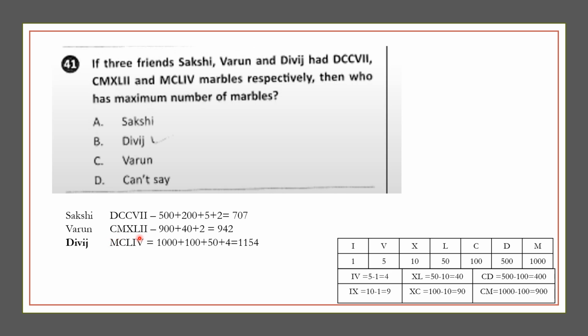Varun is having CMXLII. So CM is 1000 minus 100, which is 900. XL is 50 minus 10, which is 40, and I is 1, so 2 times I is 2. So total is 942. Now Devji is MCLIV. So M is 1000, C is 100, L is 50, and IV is 4. So 1154. So Devji is having maximum number of marbles. So our answer is option B.